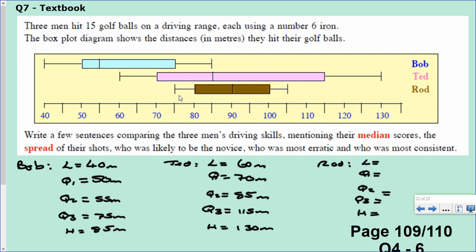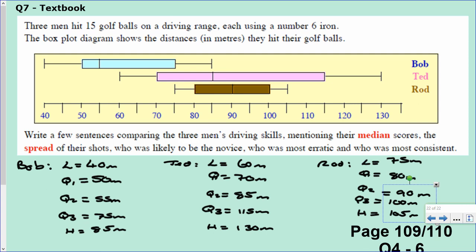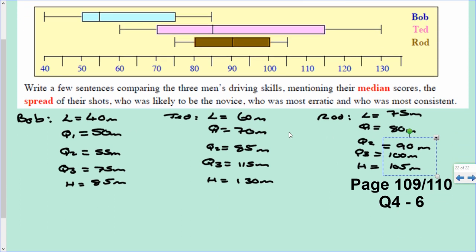And then we've got Rod here, this brown one, we've got 75 as the lowest, 80 meters, 90 meters is our Q2, Q3 is 100 meters, and 105. Now all I've done each time is worked backwards, having a look at the scale, having a look at the box plots that are there to get our numbers.